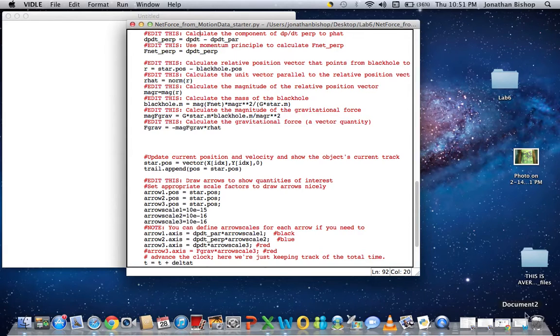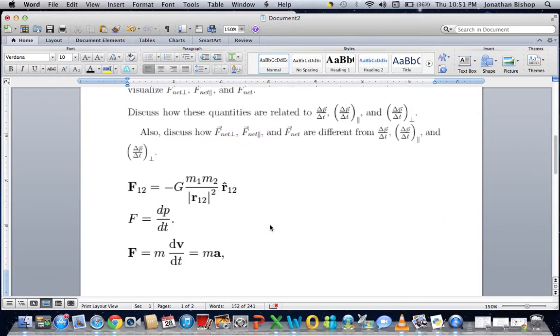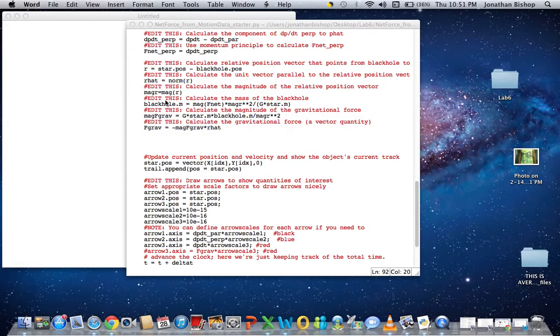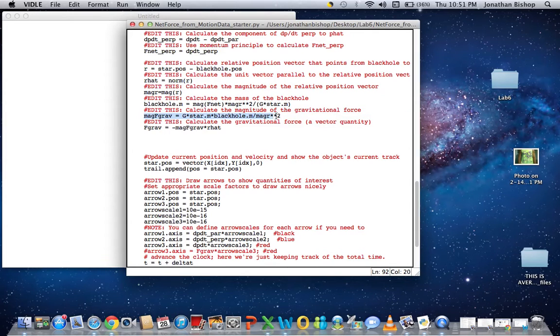And to find the mass of the black hole, I use the gravitational formula. I already know G, I already know the magnitude of the distance, I already know the force, I found that in the code above, and I already know the direction, and I know the star's mass. So basically, I am just solving for the mass of the black hole, which I found, and then I did the gravitational formula right here.